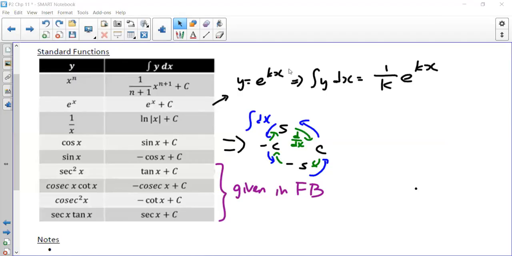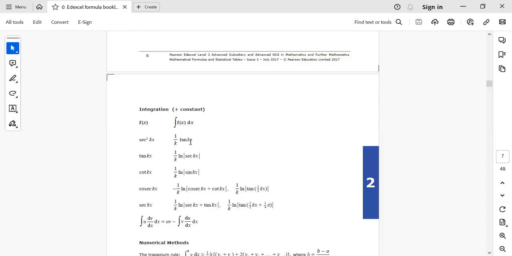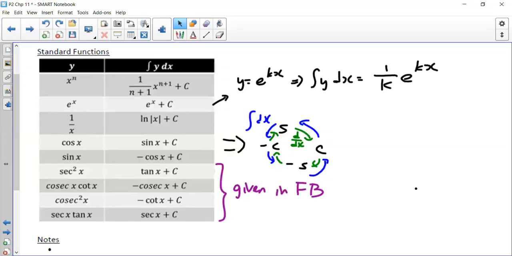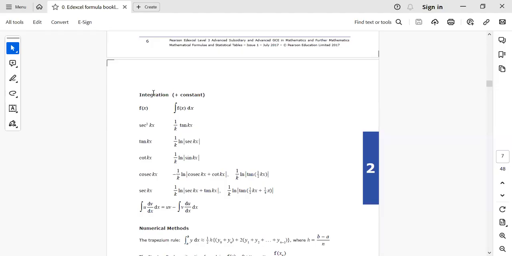If you look at the formula booklet, the integral of sec squared is 1 over tan x. Okay. What about cosec x cot x? If you look at the integration part of the formula booklet, there is no cosec x cot x. There is a cosec x and a cot x separately, but you can't combine them. It doesn't work that way in integration.